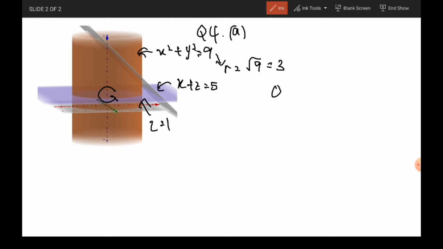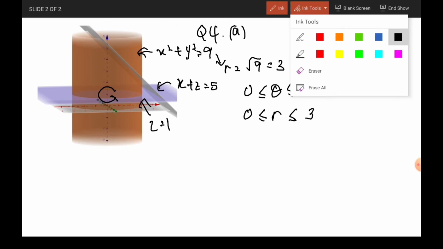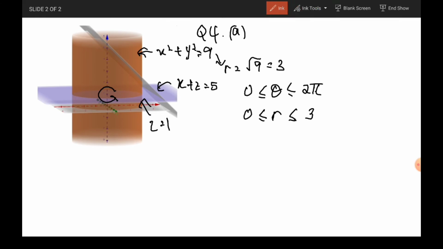So we want to find the volume between the planes. The theta is 0 until 2 pi, because it is a full cylinder. And for r, it is 0 until 3, because the radius of the cylinder is 3. And for z, the lower bound is z equals 1.